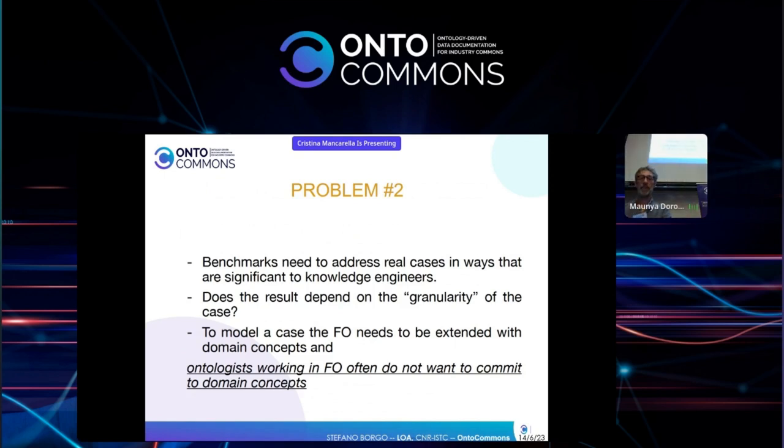And to model a case, the foundation ontology needs to be extended with domain concepts, which is a kind of problem because ontologists working on foundation ontologies do not like to commit to domain concepts. It's understandable, but if you want to do something that resembles a real case, you have to go in that direction.